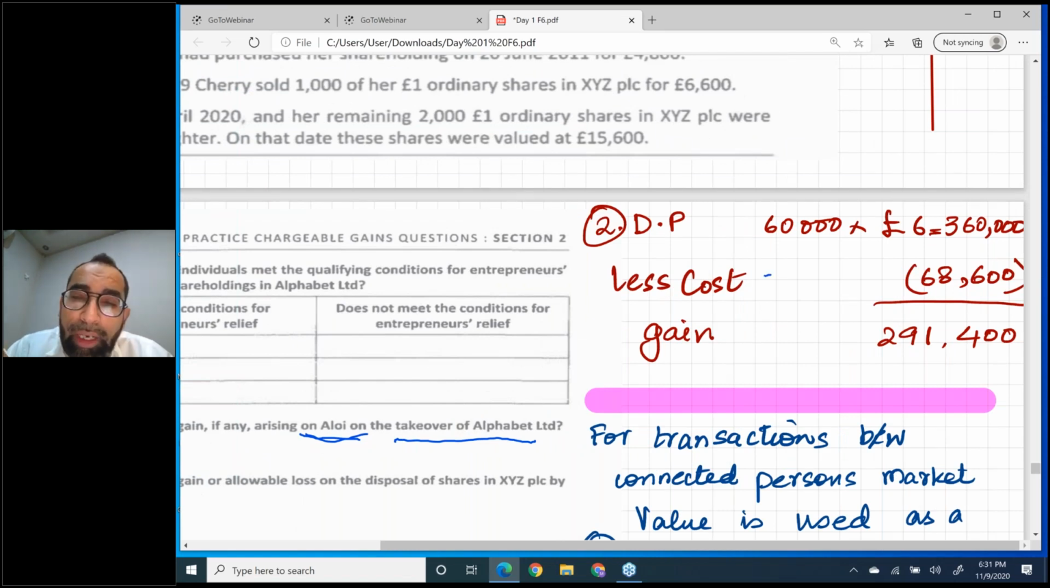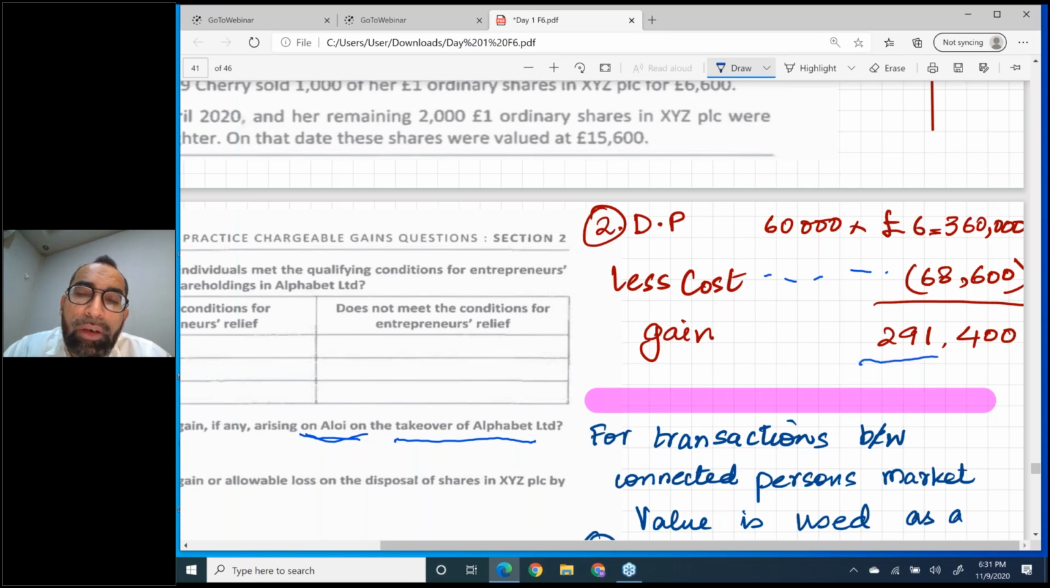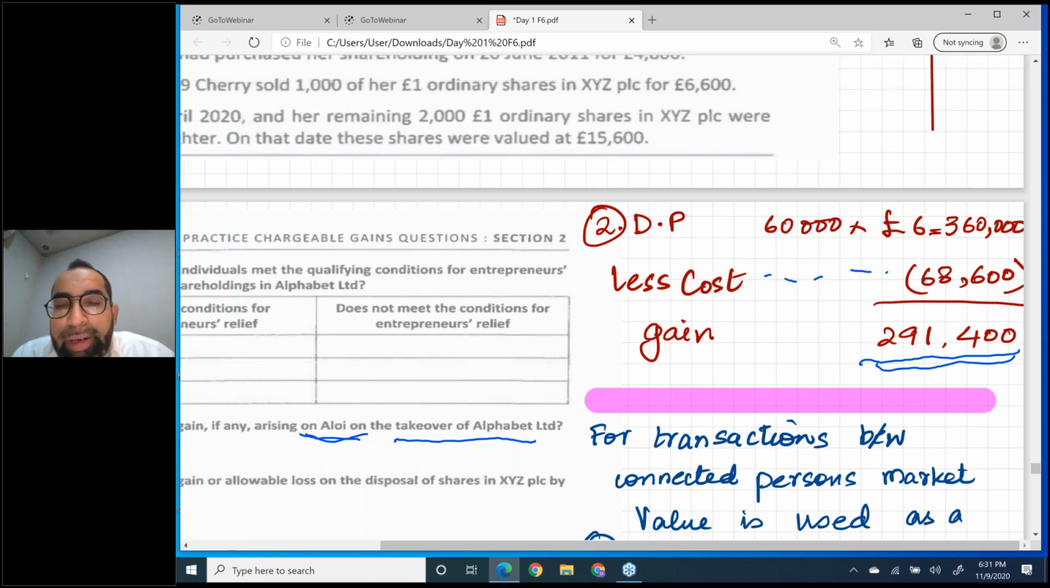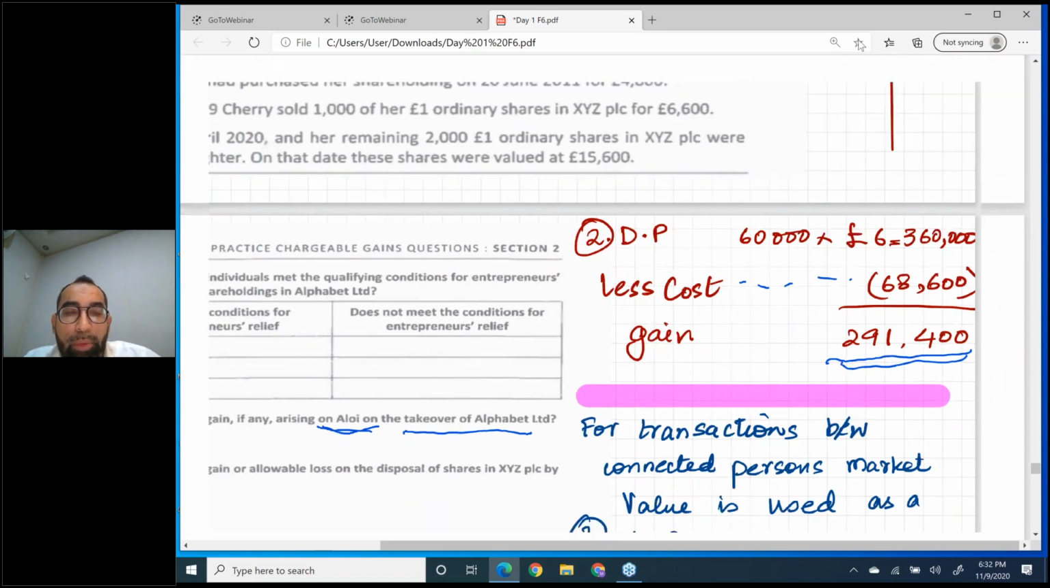I just told you that the cost of Alloy is 68,600. So automatically the gain will be 291,400. So for Alloy at the date of takeover, this disposal of 60,000 shares will generate a gain of 291,400. So this is the answer to requirement number 2.